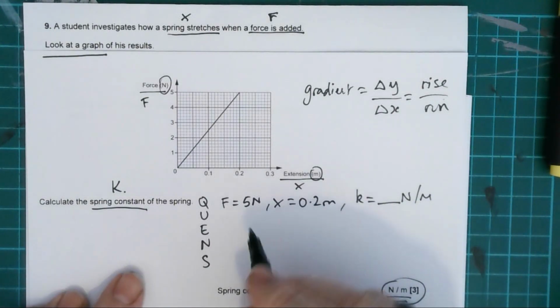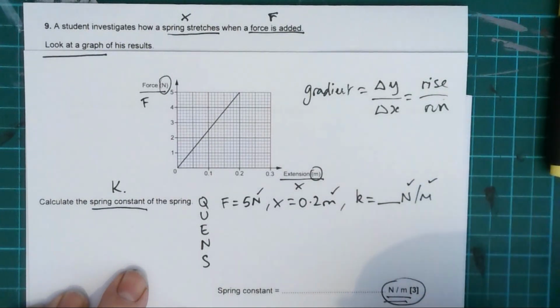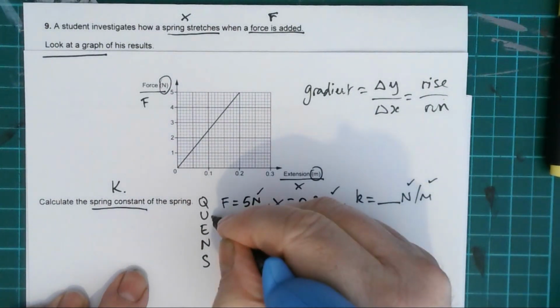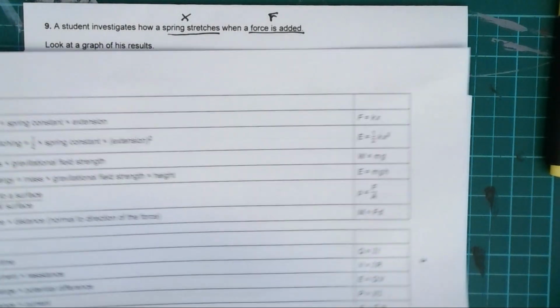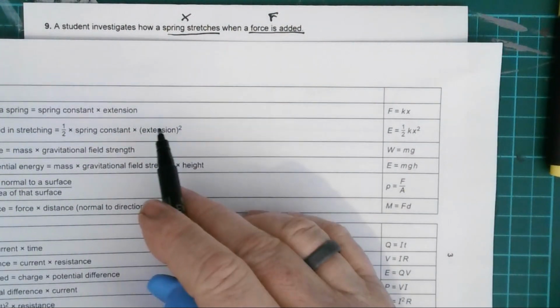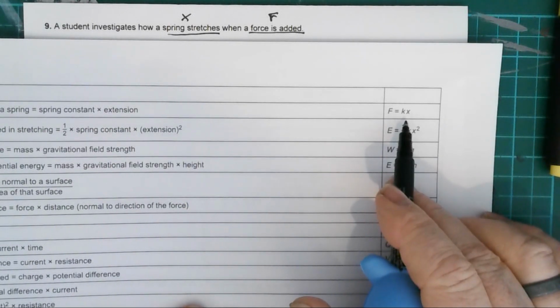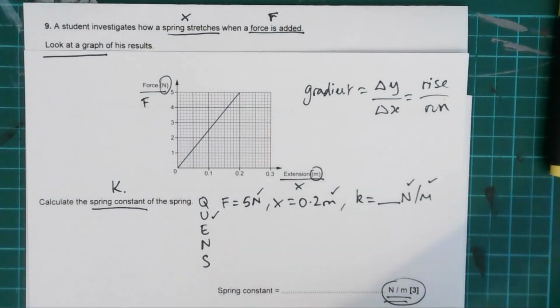Okay, units, just check them. Newtons is fine, meters is fine, and they match the answer line. So I've checked my units, I don't get any marks for doing conversion, I don't need to. The equation is given to me by the answer line, but I can check with my equation sheet. Okay, springs are to do with forces, it's going to be in the forces section. I've got F, K and X in my quantities. I need an equation that's got F, K and X in it. Oh look, there's one. F equals Kx.